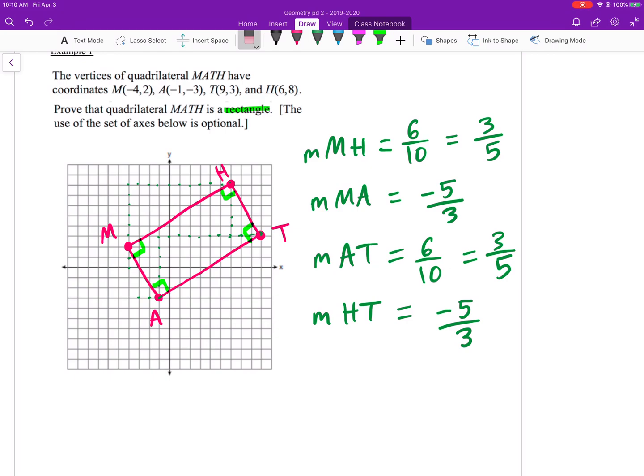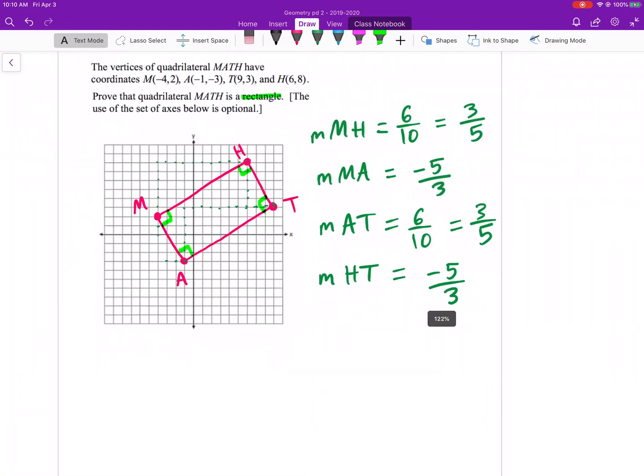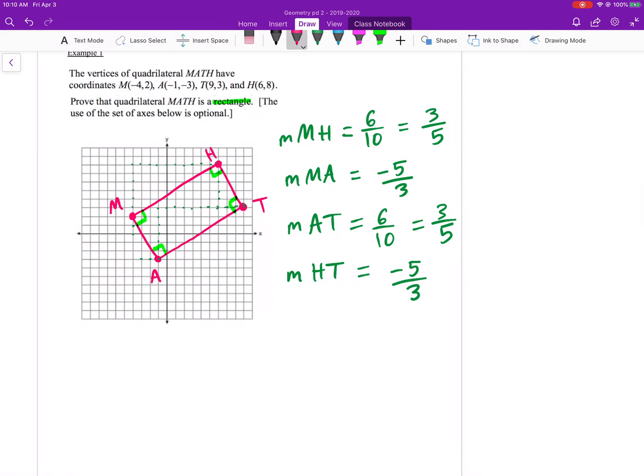Okay, for every single combination of consecutive sides, there's opposite reciprocal slopes, meaning a right angle is formed. And in total, that gives us 4 right angles. So it has to be a rectangle. Okay, so explaining that is kind of a pain, but stick with it here.